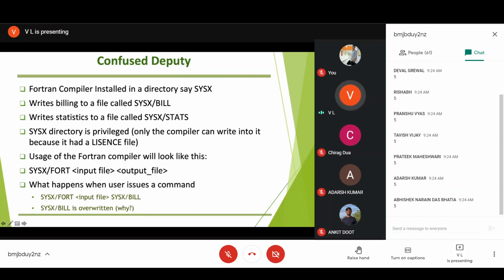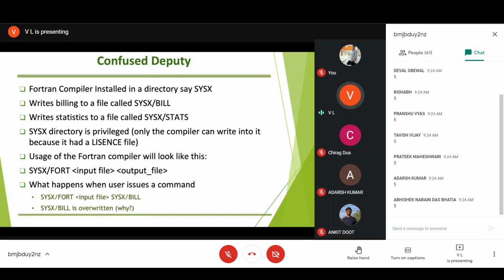So the user will give this command and the Photon compiler will run, take this input file, compile it and generate the output file. At the same time, it will also generate the bill. Now, what if a smart user says that the name of my output file should be sysx bill? Photon will run, take the input file and write to this particular output file. But this file was where the bill was to be written, or an earlier bill was there. So this particular file gets overwritten, modified or corrupted.